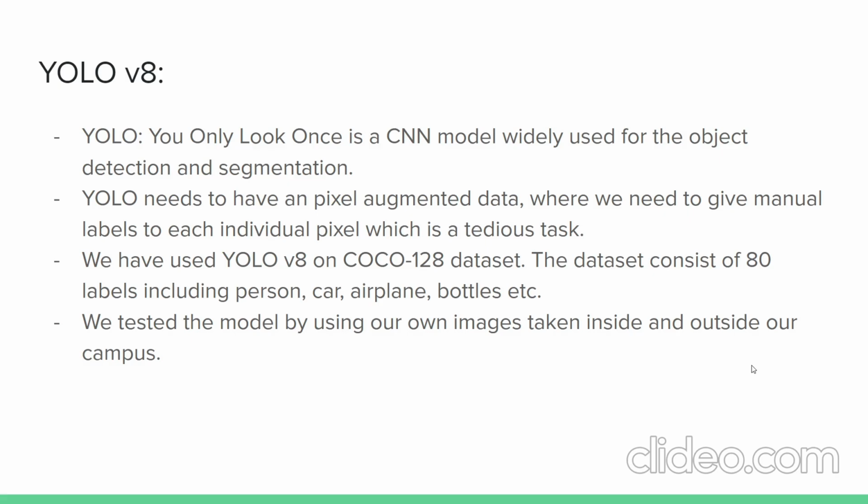We have used YOLO V8 on the COCO 128 dataset. This COCO 128 dataset contains 128 RGB images, and the dataset consists of 80 labels including person, car, aeroplane, bottles, etc. We have tested the models on our own images taken inside and outside our IITJ campus.